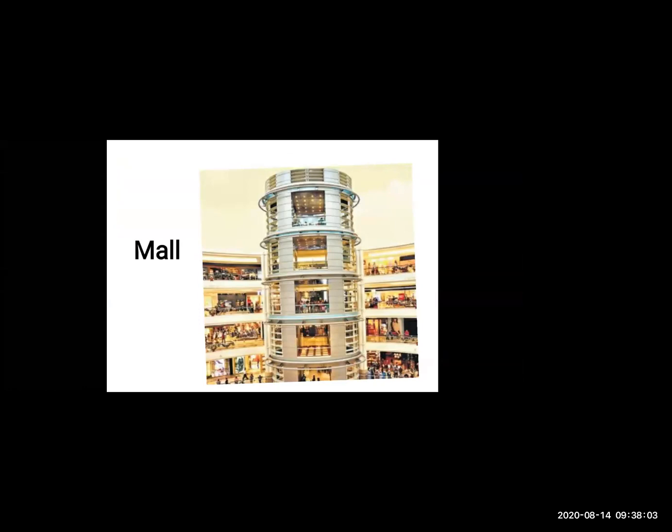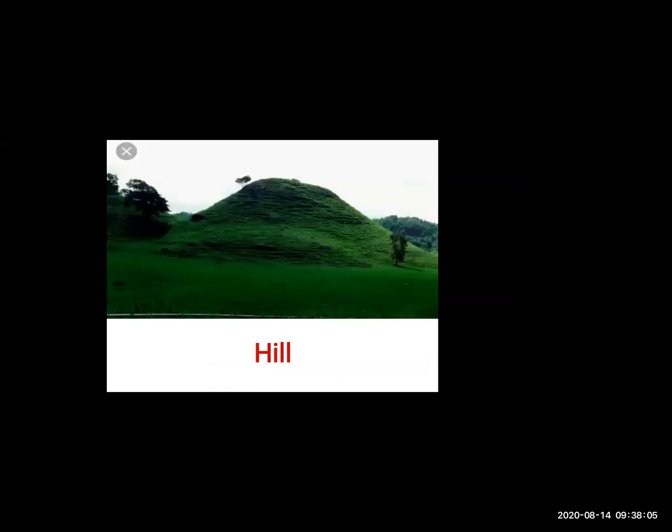Then, it is a hill. It is a type of landform. By visiting the hill, we come to know what type of landform it is. Then the structure of rock, the texture and type of soil, its location and its height, and the different types of plants found there. We can get information about all these things by visiting the hill.